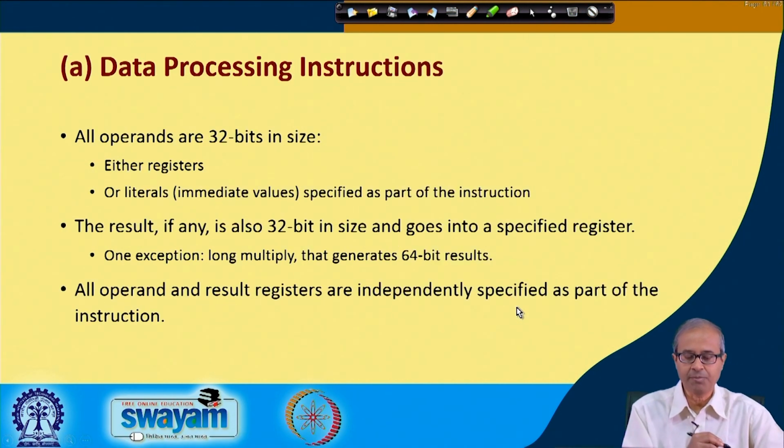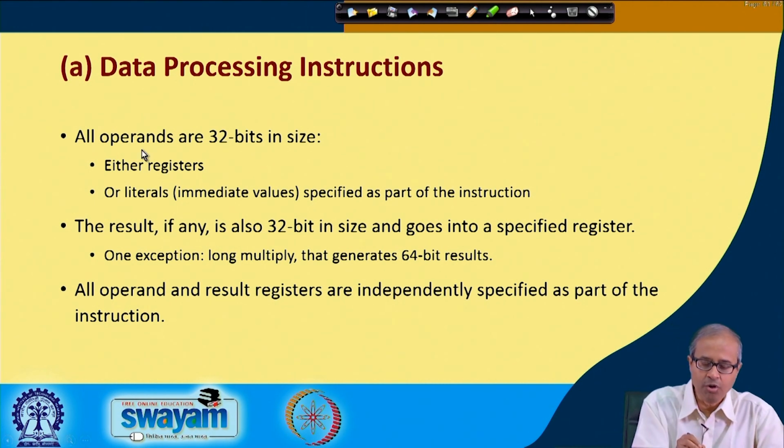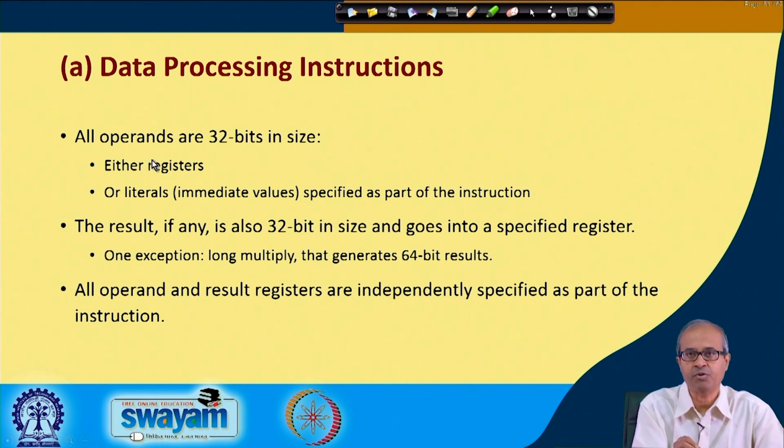So, we first talk about the data processing instructions that are present in the ARM instruction set. Now, in the ARM instruction set, the first thing to note is that the registers are all 32-bit in size. The arithmetic logic unit which is inside the processor also has the capability of operating on 32-bit numbers. Okay? So, all operands that are being operated on are 32 bits in size.